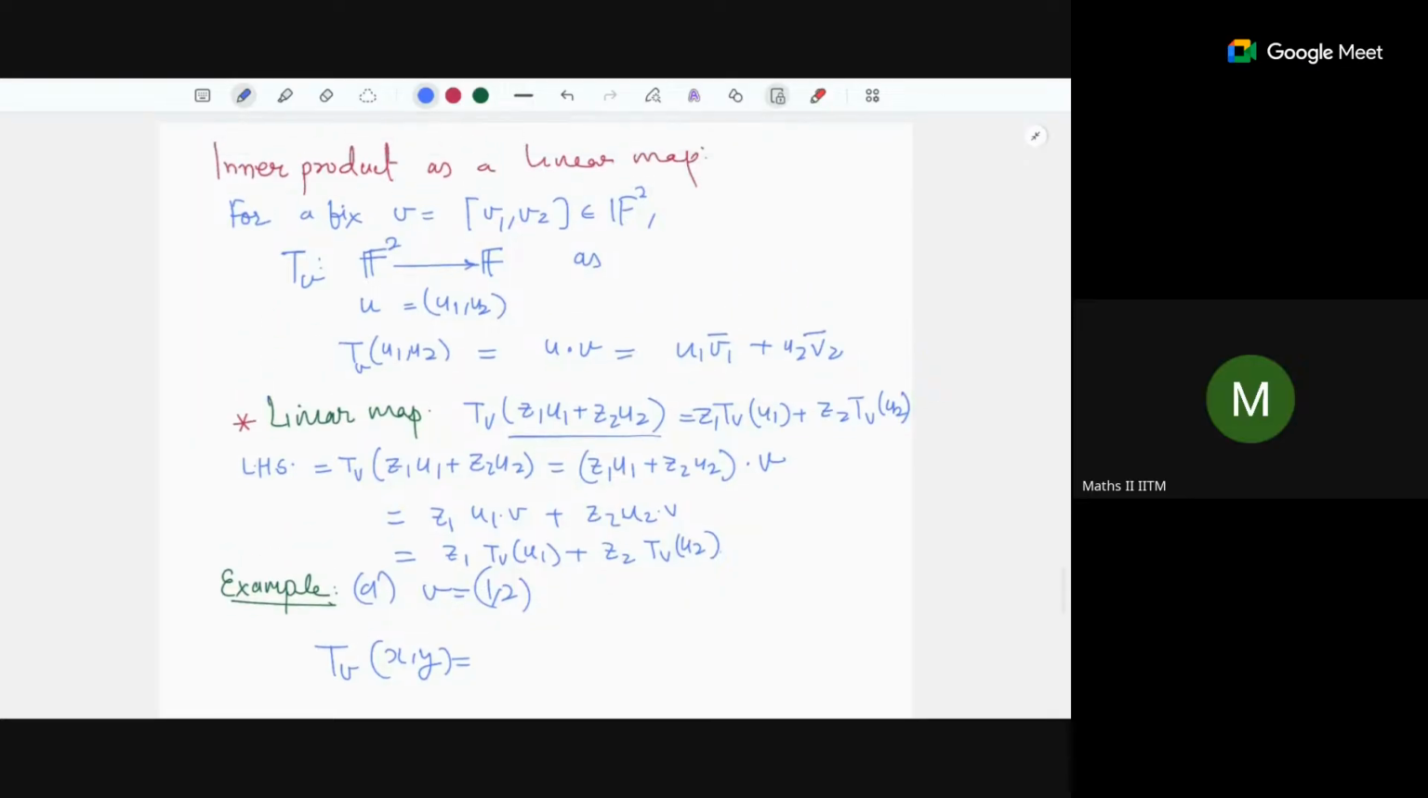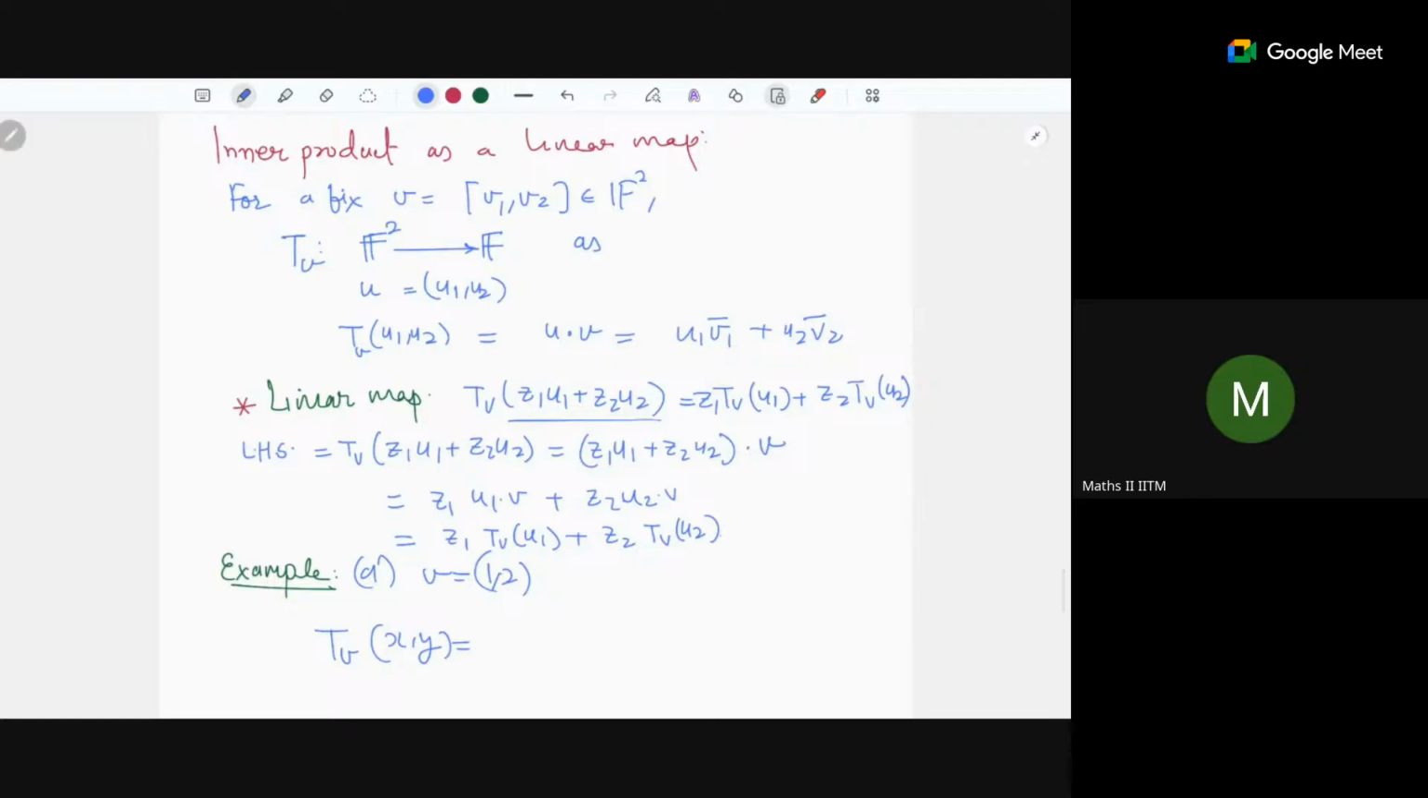No, you are getting confused. These are not vectors. These are coordinates. V1, V2 are coordinates. So we fix a vector V in F2, which has coordinate presentation V1, V2 with respect to some canonical basis. Okay, let's take C2 only so that it will be easier. I think this F is confusing. So you take a vector in C2.